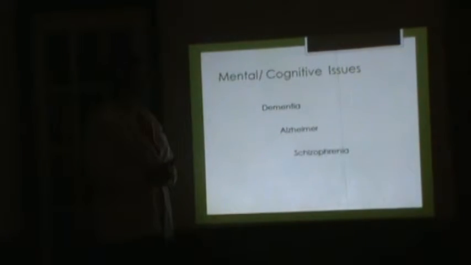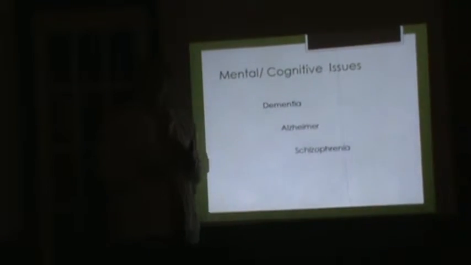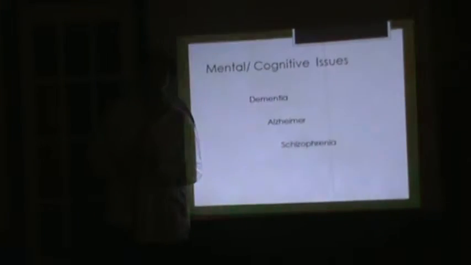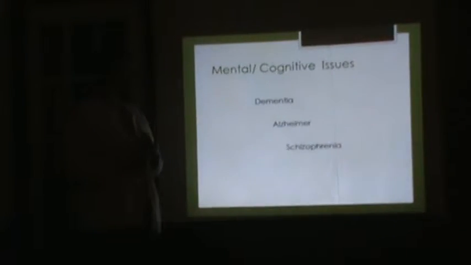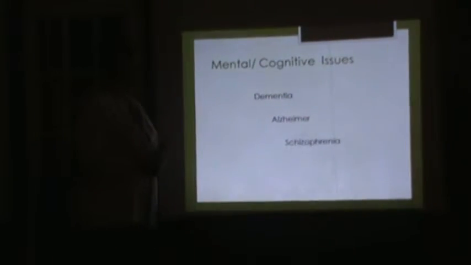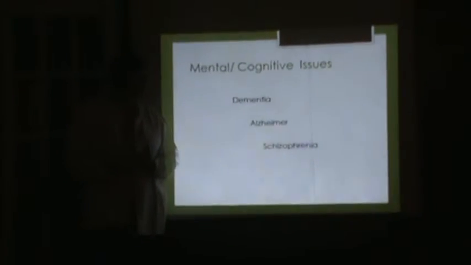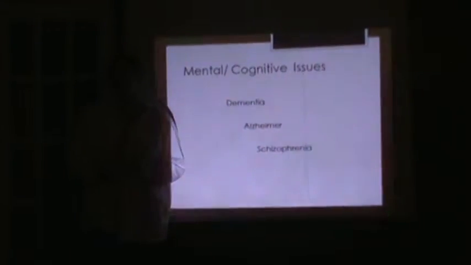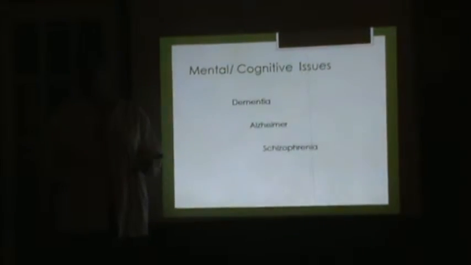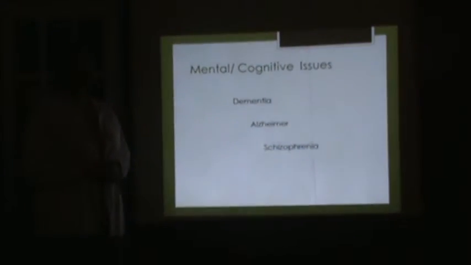Mental cognitive issues like dementia. With the elderly population, dementia is a diagnosis that has been steadily increasing. Alzheimer's has been steadily increasing, and schizophrenia. With schizophrenia, you're hearing voices, or your mental state is not like it usually is, and you may misjudge where you are, and you may have a fall.